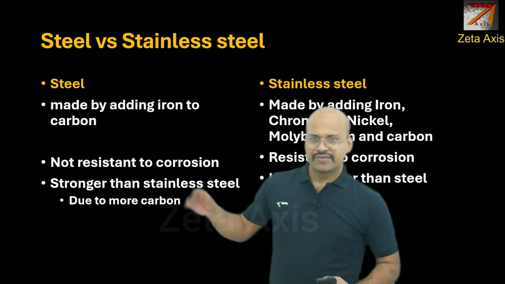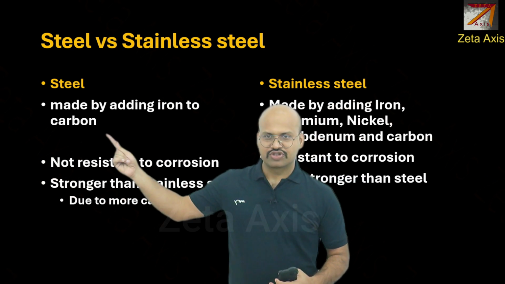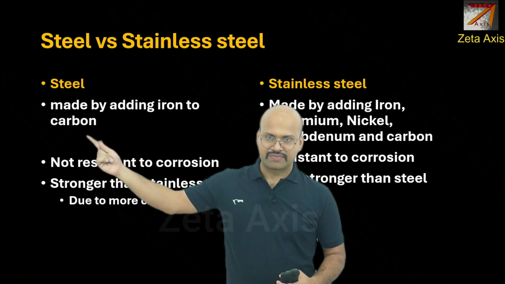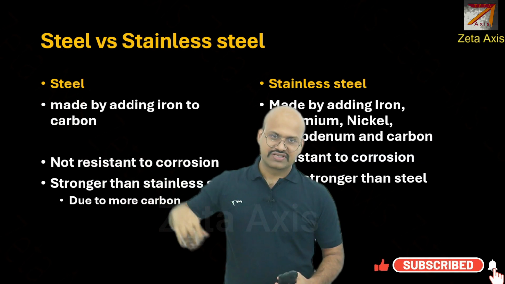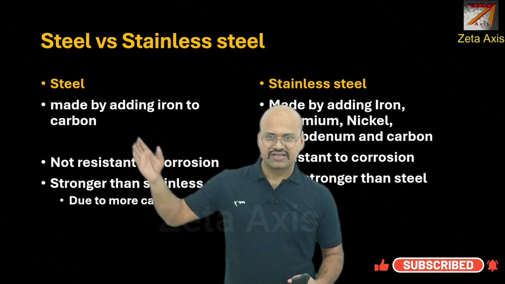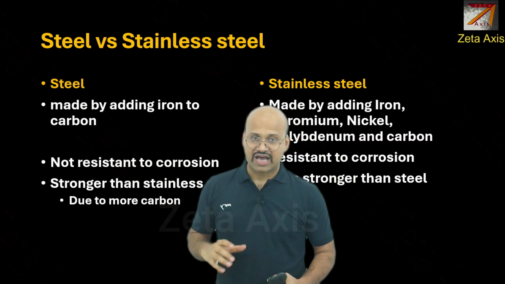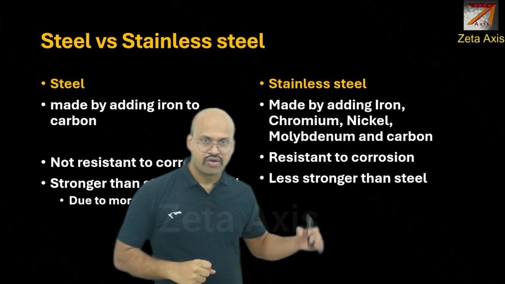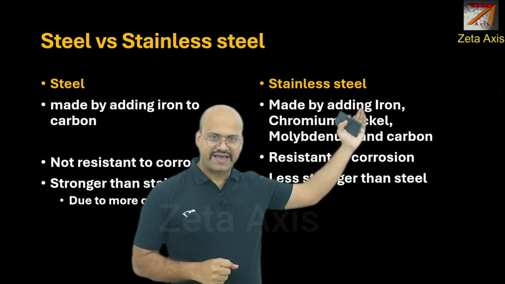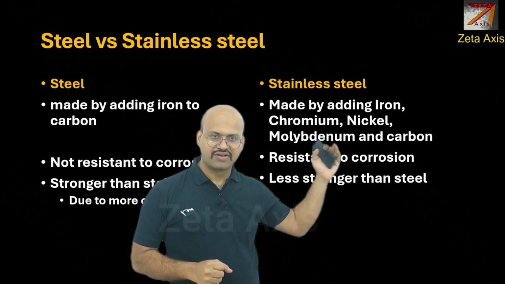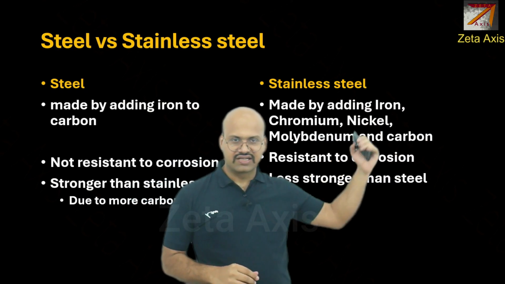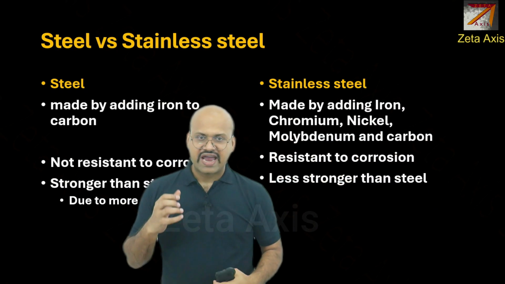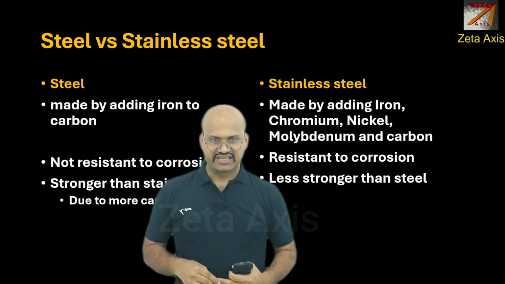So steel is made by adding iron to carbon. It is an alloy of iron and carbon. These are the two important things, where iron is almost 90% or 98% and carbon is in very small amount. The carbon gives hardness. While stainless steel is made by adding iron, chromium, nickel, molybdenum and carbon. So we can see that chromium and nickel provide the anti-corrosion feature to stainless steel.